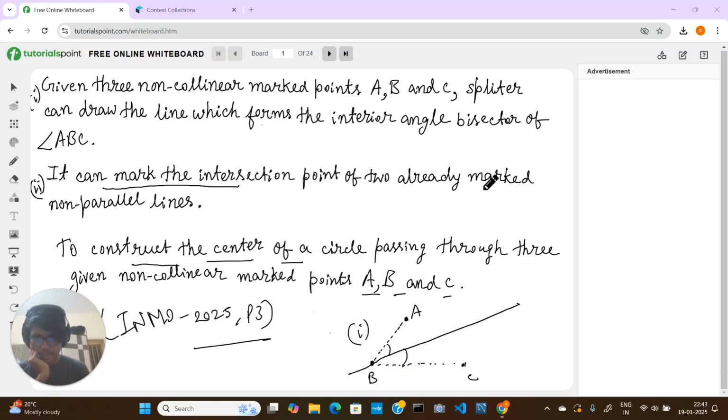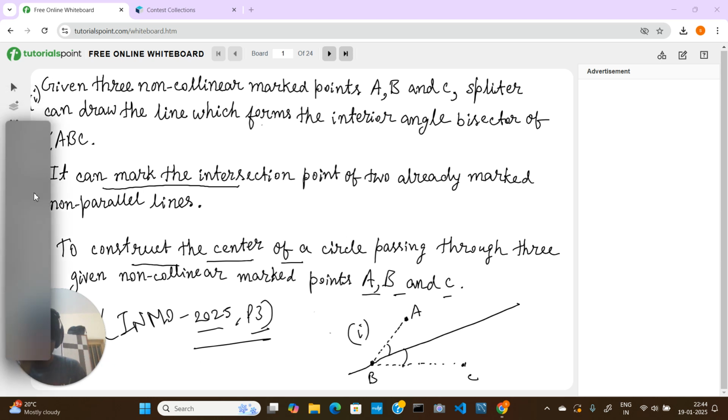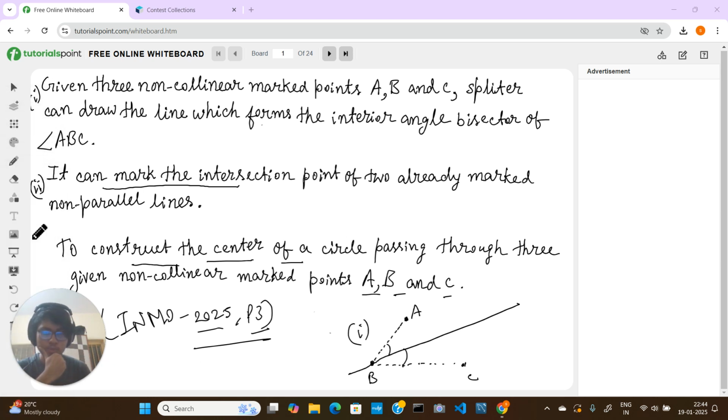Okay, so let's discuss INMO 2025 P3. This was a construction problem. It says we have a tool splitter which can do the following things. One is, given three non-collinear marked points A, B, and C, we can construct the line which forms the interior bisector of angle ABC.